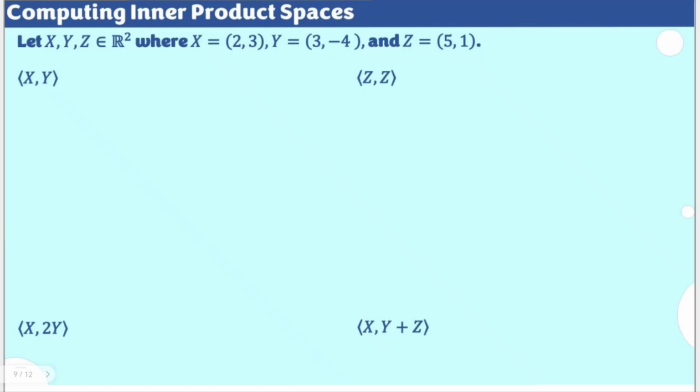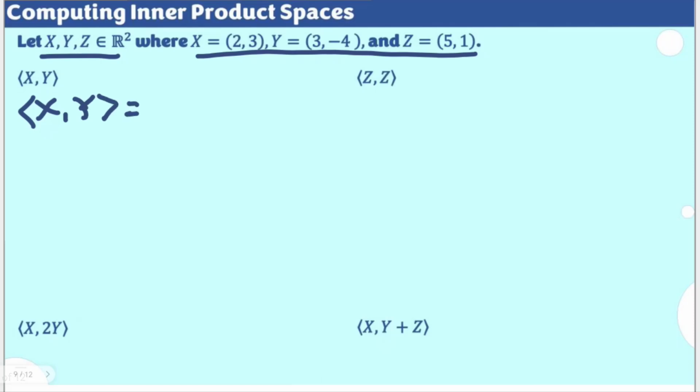Let's compute inner product using the given vectors here. We have x, y, and z, all of them in R2, and we have these components for each. Take note that we already defined what inner product is. At the same time, we already finished proving those properties, and we will be applying those properties specifically on the last two examples here. So for the first, you have here the inner product of x and y.